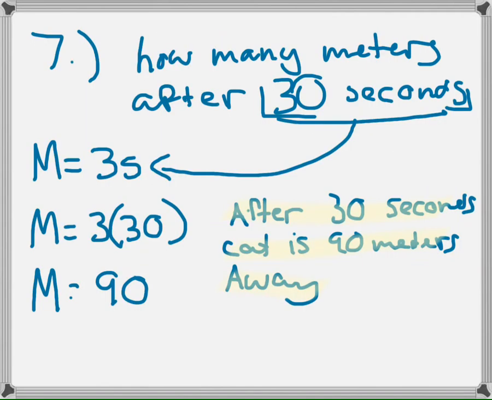7 asks us how many meters has the cat moved after 30 seconds. So it's given us the s variable, which is seconds. So using our equation m equals 3s, we can plug the 30 seconds in as s, giving us m equals 3 times 30, which we can then solve for m by multiplying 3 times 30. 3 times 30 is equal to 90. So m is equal to 90. So after 30 seconds, the cat is 90 meters away from his food dish.